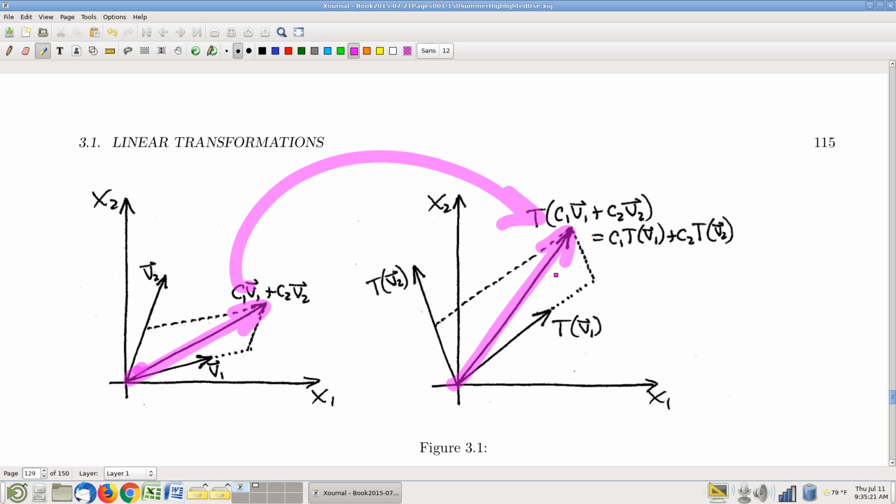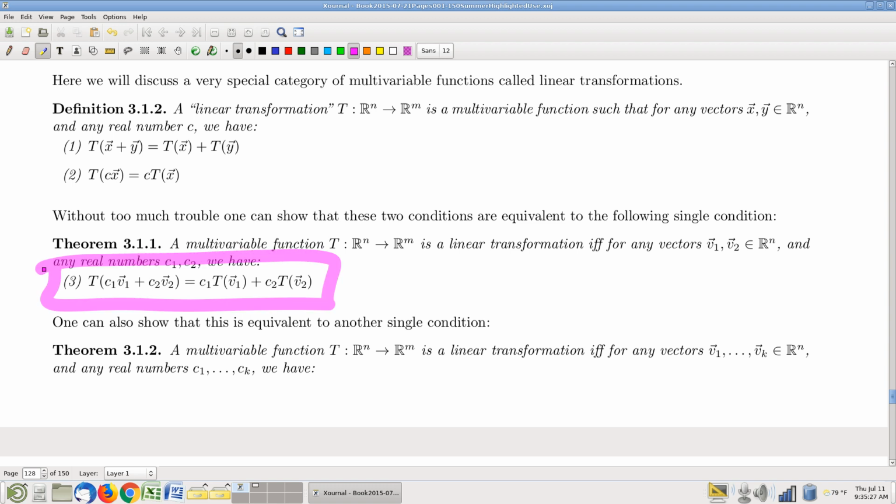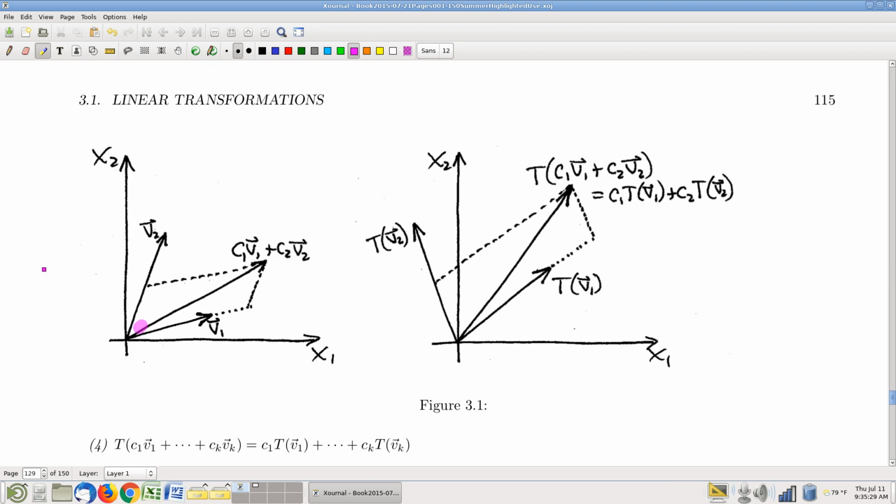So geometrically, this is what that property looks like. It suggests that, roughly speaking, parallelograms going in go to parallelograms coming out. So you can rotate things around, maybe shift, stretch, these kinds of things, as long as the input parallelogram always has a corresponding output parallelogram. That'd be one way to think about linear transformations.